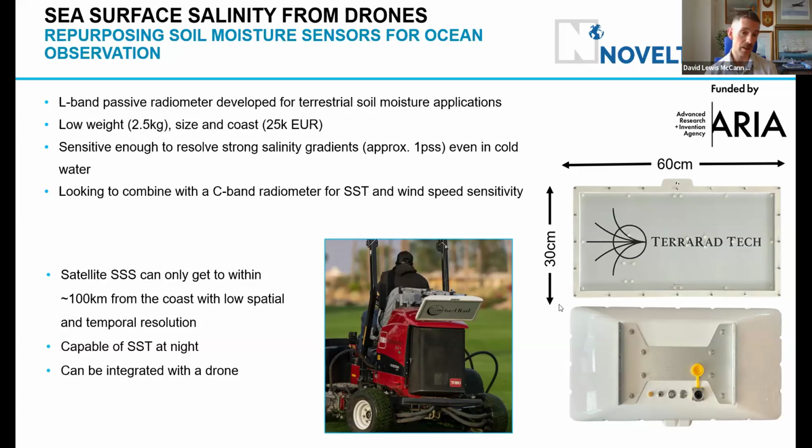Through some modeling that Adrian's done, we believe it's sensitive enough to resolve these strong salinity gradients, even in cold water. But it's looking to be paired with a second radiometer, a C-band radiometer for sea surface temperature and wind speed sensitivity. As I said, satellite salinity observations can only get to within circa 100 kilometers from the coast with low temporal and spatial resolution.